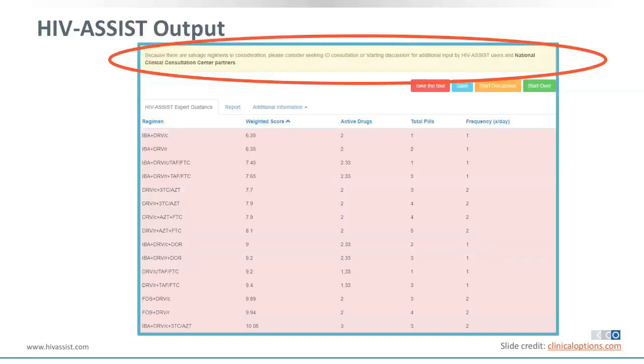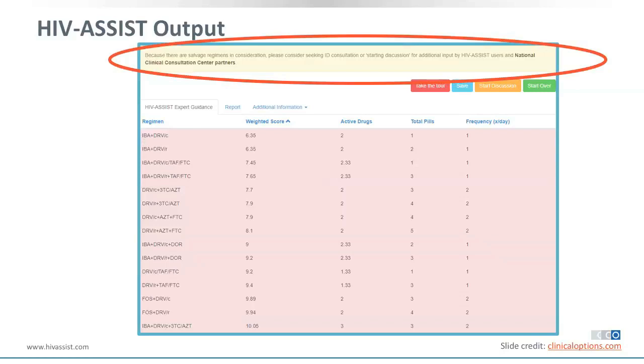So here you can see the output of HIV-ASSIST after inputting all the information we described before. And I want to highlight what's noted at the top, which is that this is a patient who is going to need a salvage regimen for her care. And so what the tool will mention is, because you're considering a salvage regimen, you should consider seeking infectious disease consultation, or you can actually start a discussion with the National Clinical Consultation Centers through HIV-ASSIST itself, as there are partnerships there. And so because this is a patient who is not straightforward, who you need a salvage regimen for, there is support offered through the tool if that is of benefit to you.